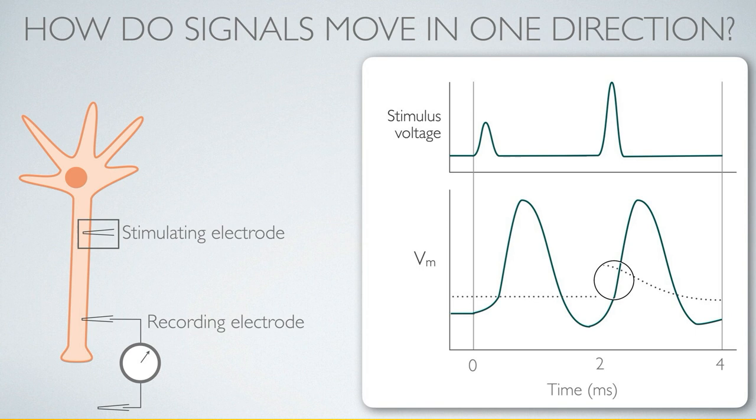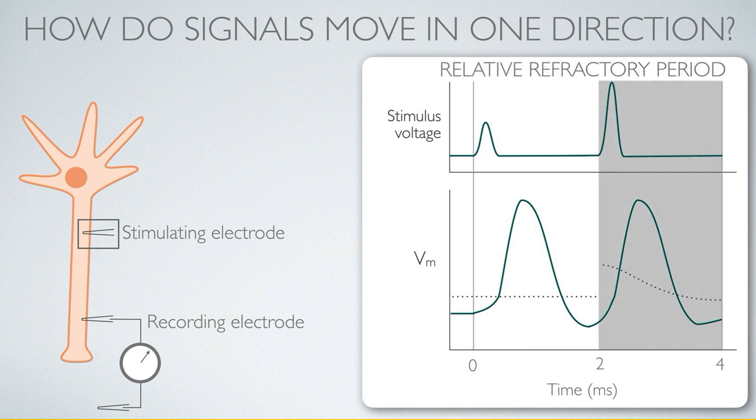Again, action potentials are all or none. Okay, so if we're getting an action potential, it plays out the same way, or the none would be we get no action potential. Now, this period of time between 2 and 4 milliseconds from the onset of the first action potential, this period of time is known as the relative refractory period.